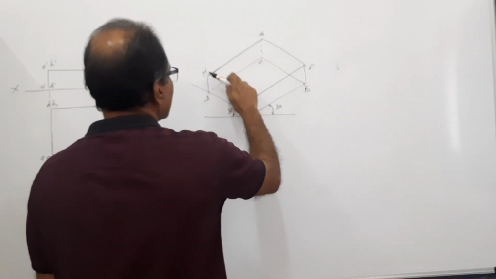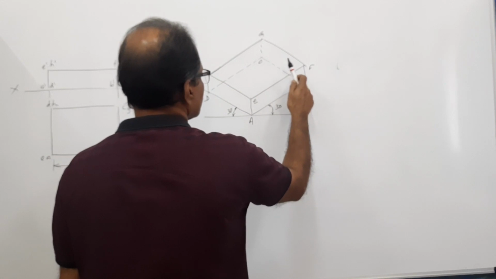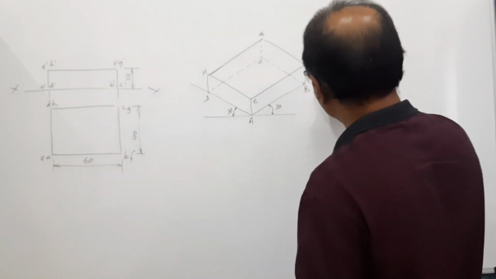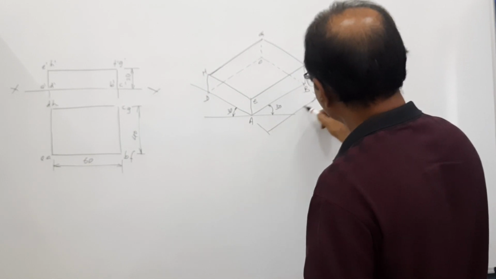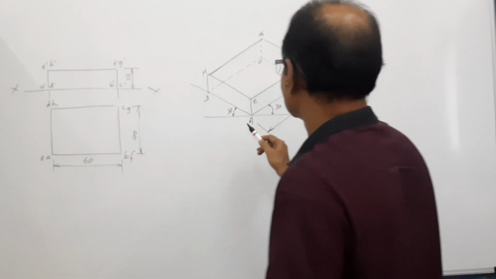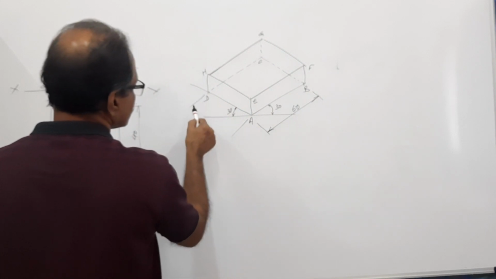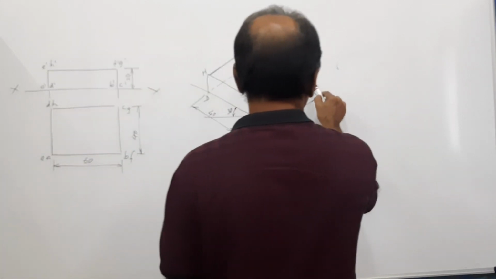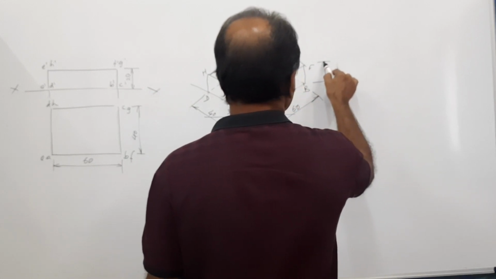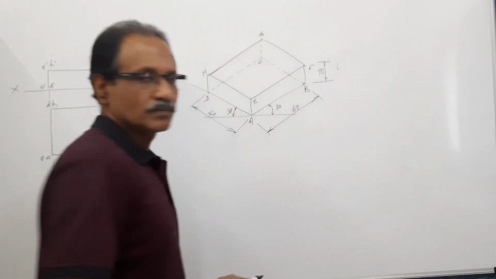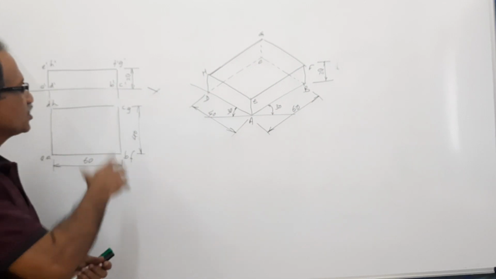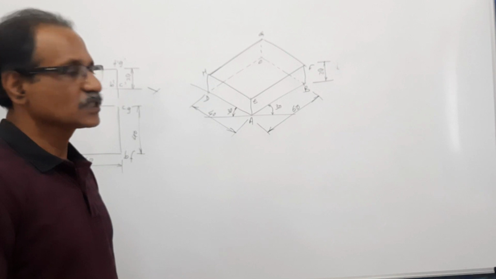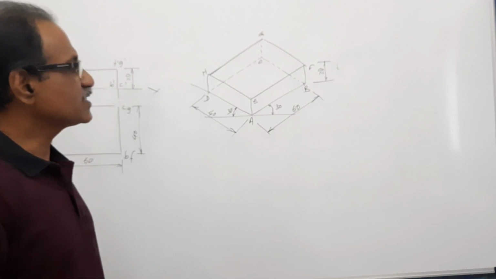Now, make this dotted. This is the isoview of the block ABCD, that is 60 into 40. The block ABCD 60 into 40, height 20. 60, 40, 20. This is the isoview.